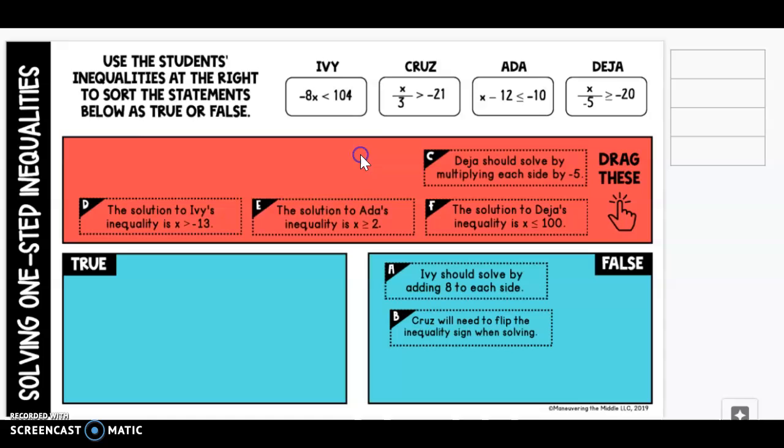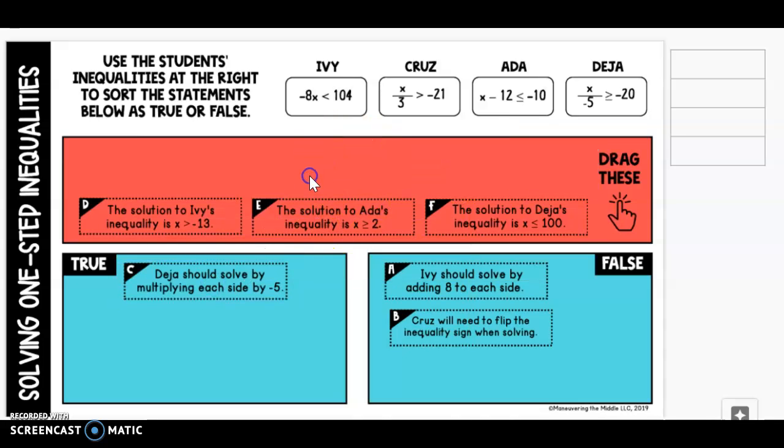Okay, now C. Deja should solve by multiplying each side by -5. Let's go to Deja. X divided by -5 is greater than or equal to -20. The inverse operation for dividing by -5 is multiplying. So therefore, she should be multiplying by -5. Good job. All righty.